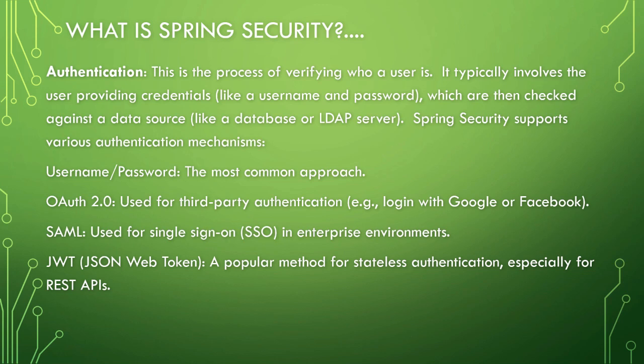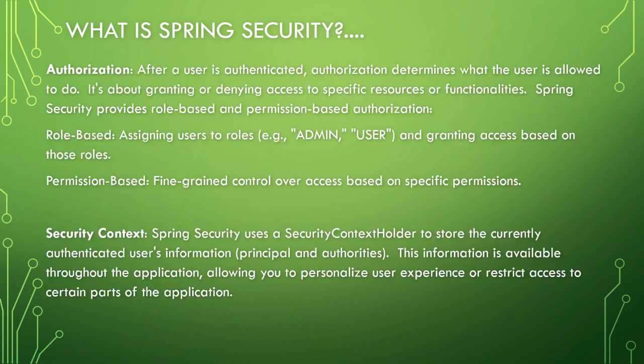JWT, also called JSON Web Token, is one of the popular methods when you are invoking service to service microservice communication and you want to authenticate statelessly, especially when you are dealing with REST APIs. This is also one of the popular interview questions: how do you secure your microservices, or how do you secure service to service communication?